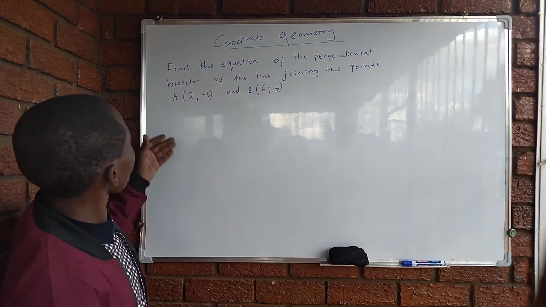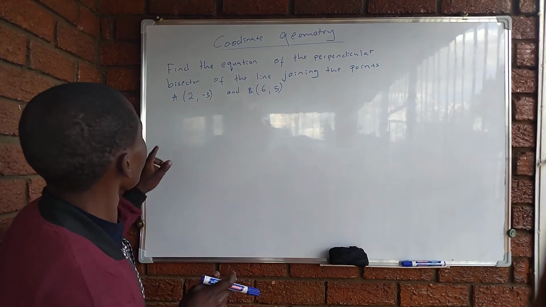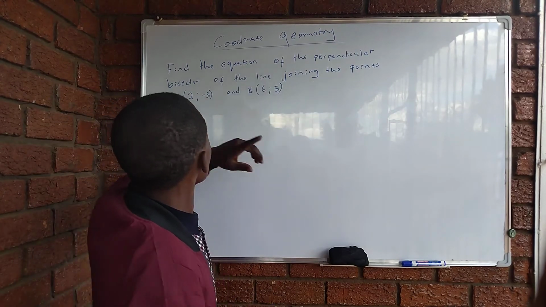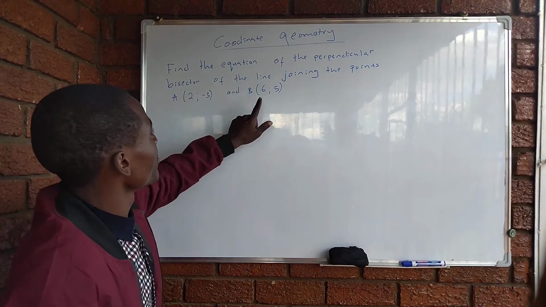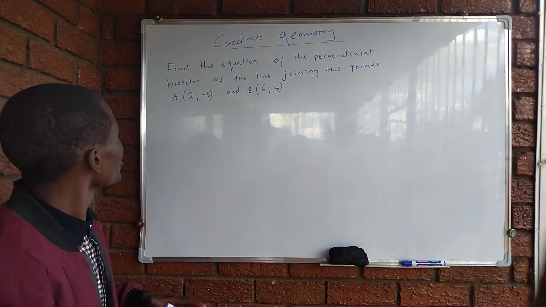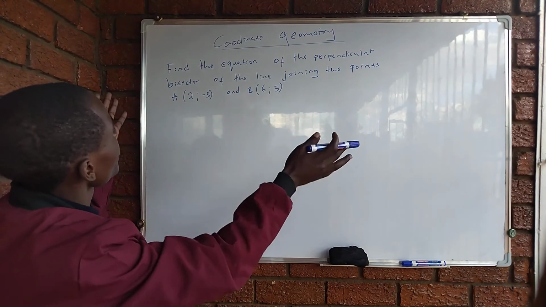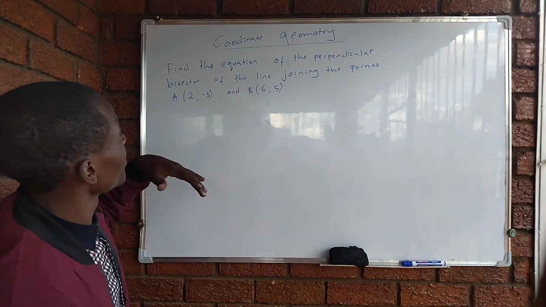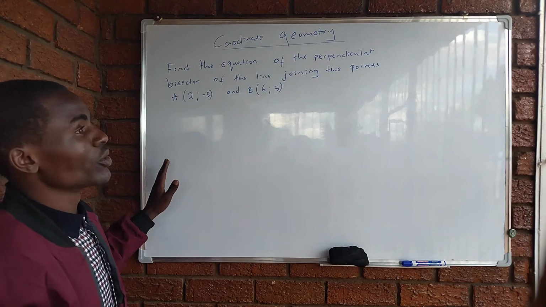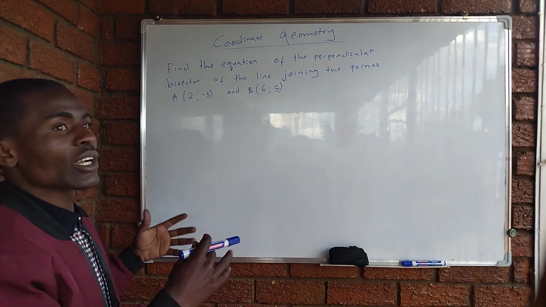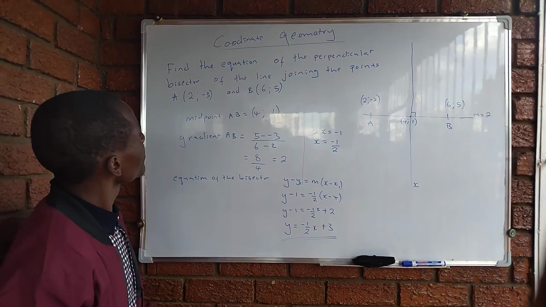Example. This is the last example. Find the equation of the perpendicular bisector of the line joining the points A and B, (6, 5). So what do we do to find the equation of the perpendicular bisector? You are free to pause the video and try it, then see whether the answer you get is the same as ours, right?